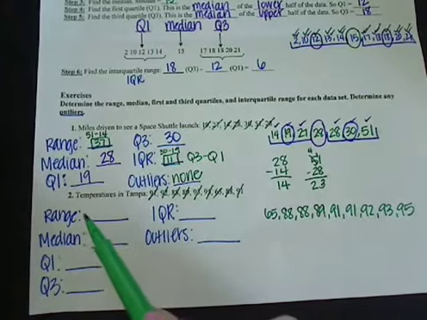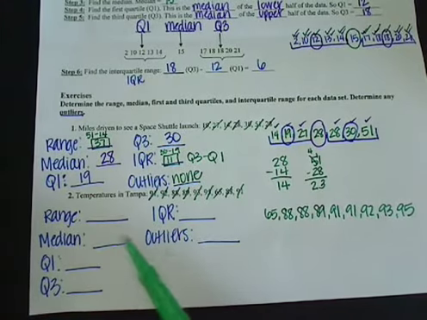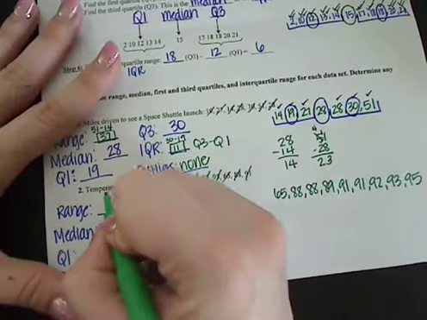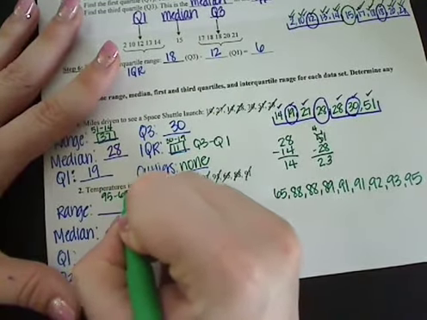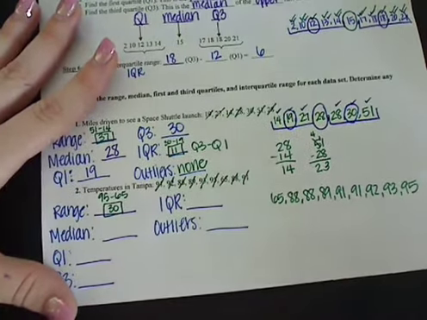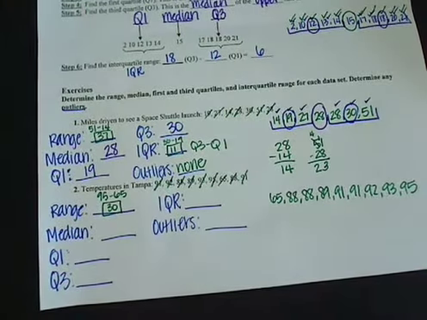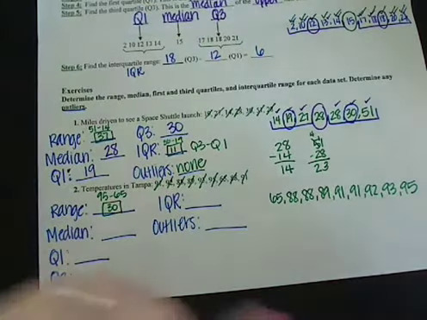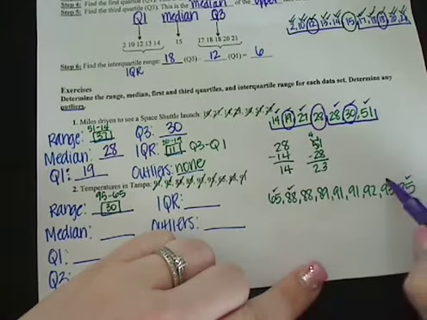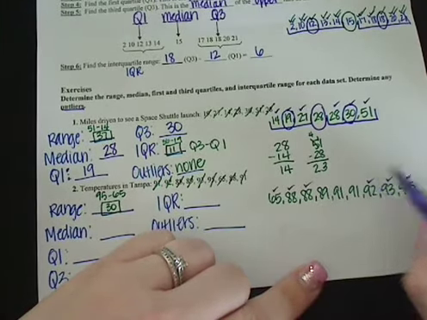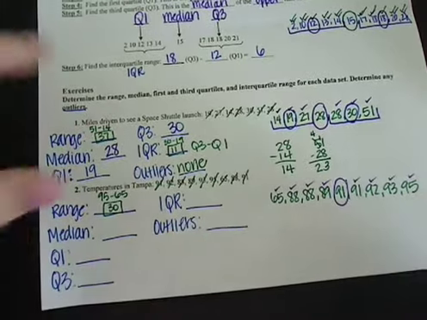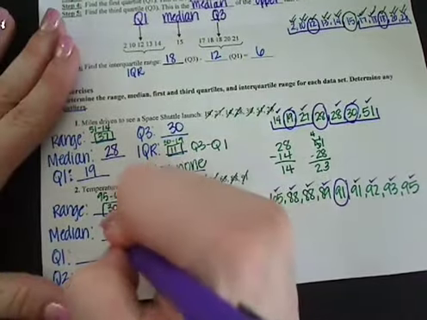All right, so now after I've done that, let's start filling in our blanks over here. So the range is going to be the highest minus the lowest, so that would be 95 minus 65, and I'll write that up here. 95 minus 65 gets us 30. Now I'm going to find the median, or the middle. So I'm just going to start checking off beginning, end, beginning, end, beginning, end, beginning, end. Okay, so I'm left with 91 in the middle, so that's my median.